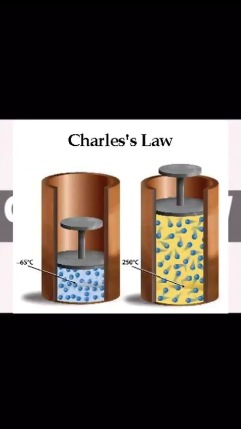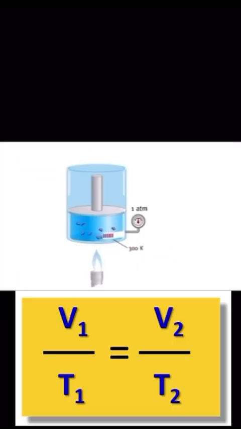Charles' law. Temperature is a measure of the average kinetic energy in a system and translates to the degree of hotness or coldness of that system. As the temperature of the gas increases, the volume that the gas occupies also increases. This means volume is directly proportional to the temperature of the gas.